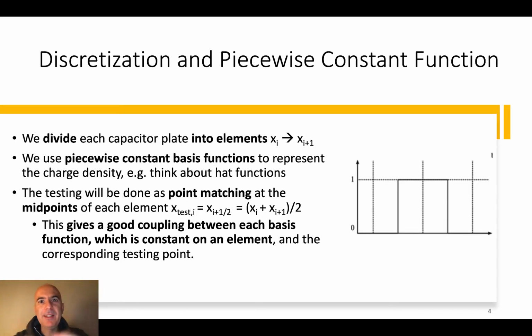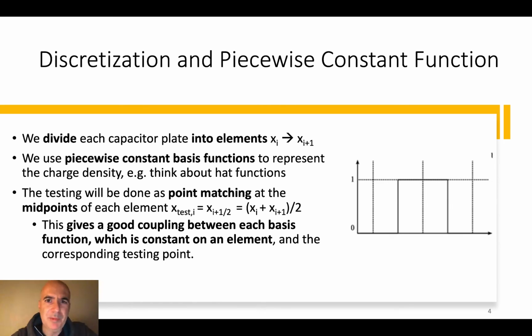So let's go and apply the method of moments. The method of moments is basically like the FEM method. The first thing we need to do is to divide our domain into different elements. In this case, we have a capacitor with two strips, and we are going to divide the strips of the capacitor into smaller elements.